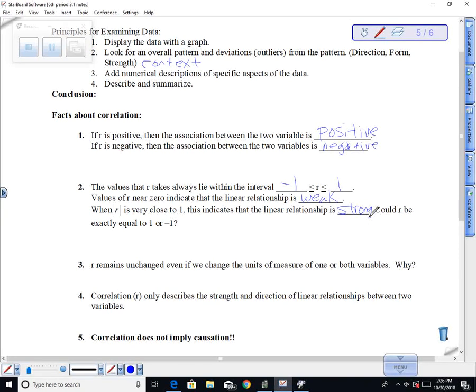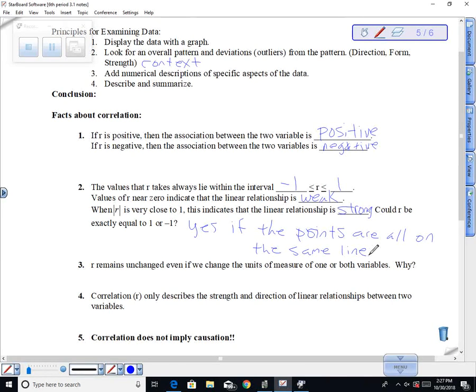Yes, if the points are all on the same line, where they form a line. So which one's stronger, 1 or negative 1? They're the same strength. That's why we did the whole absolute value thing. So 0.9 and negative 0.9 are the same strength, just one's in the negative direction and one's in the positive direction. It's important to know that.